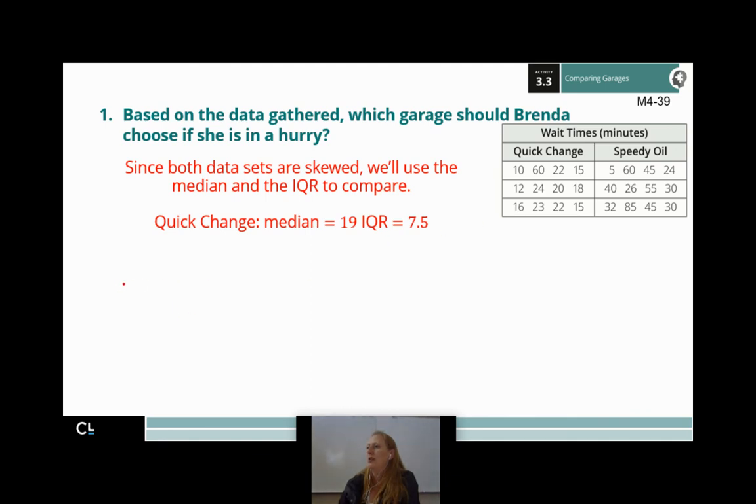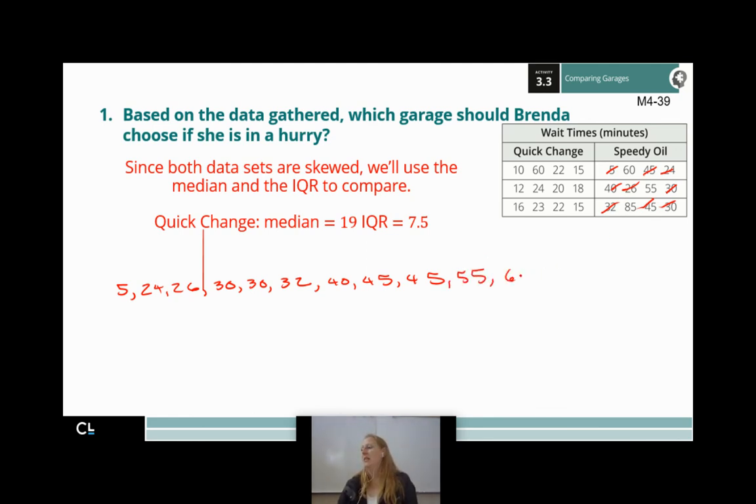Again, let's go ahead and put them in order. I've got a 5. And then we jump to 24 and 26. I've got two 30s and a 32. I got a 40 and two 45, so 40, 45, 45. I got a 55. I have a 60. I have an 85. Oh my gosh. Somebody waited almost an hour and a half to get their oil changed.